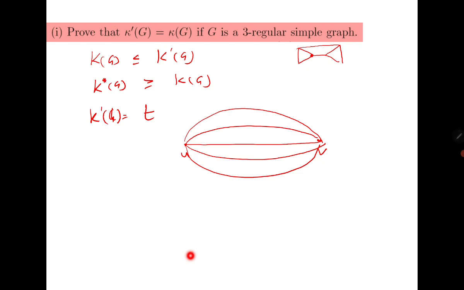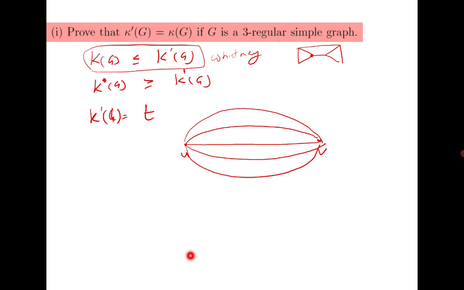You just need to show kappa G is greater than or equal to kappa dash G, because the other direction follows from Whitney's theorem. It means there exist at least t vertex disjoint paths. This is what we need to prove. If we can prove that all these edge disjoint paths are vertex disjoint, then for sure there are t vertex disjoint paths, and there can be other vertex disjoint paths also.